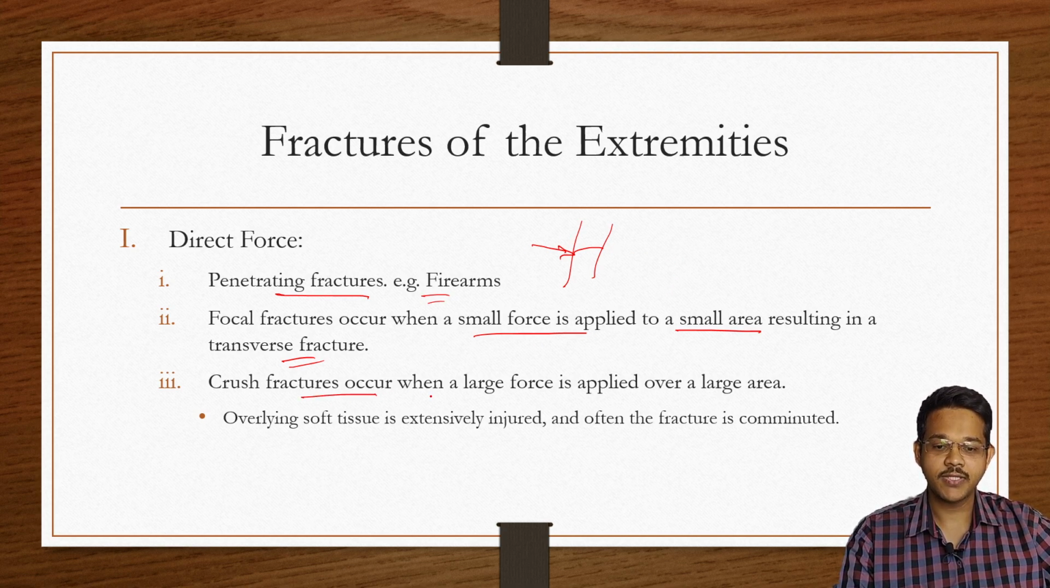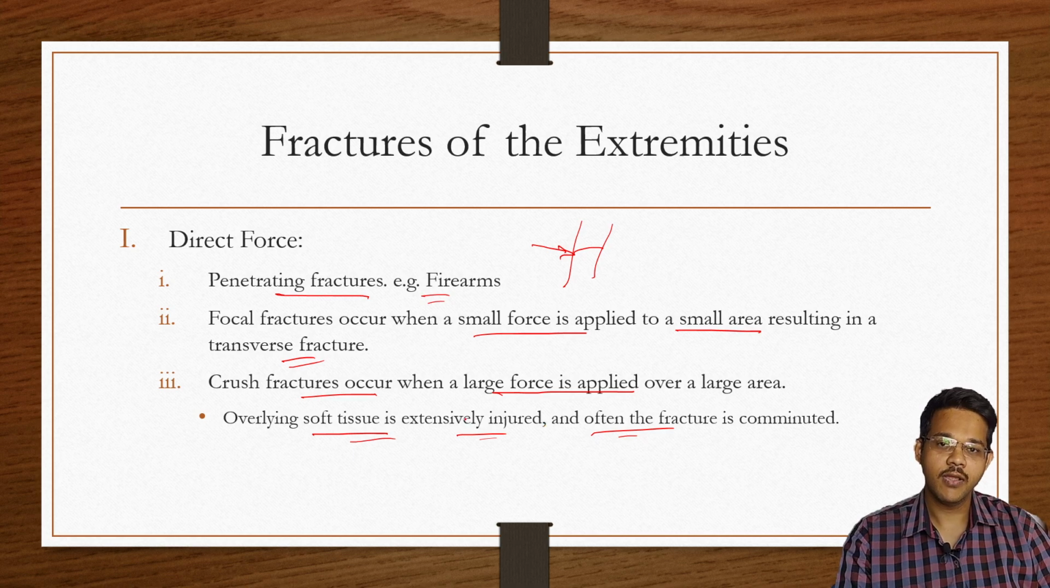There may be crush fractures when a large force is applied over a large area, like in a road traffic accident, where the complete bone may be crushed. In this, the overlying soft tissue is extensively injured and often the fracture is comminuted. So in crush fractures, the bone is fragmented as well as the overlying skin is also injured. In focal fracture, compared to that, the overlying skin is intact.